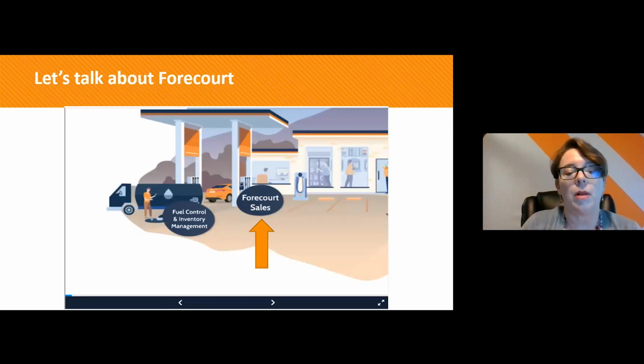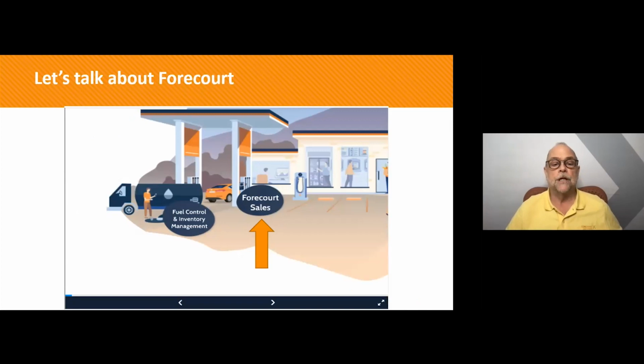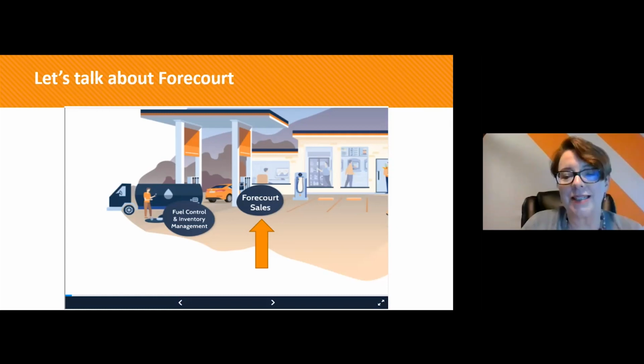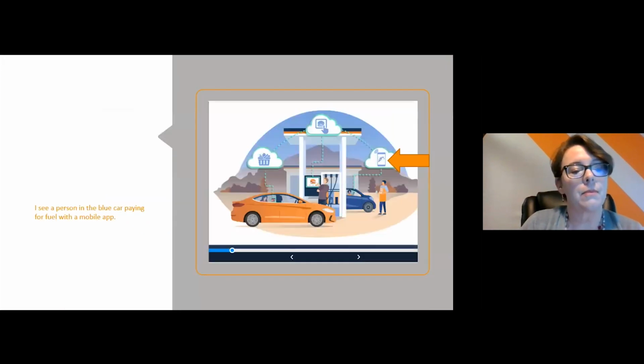A couple of options. So we have two options here. One is fuel control and inventory management, and the other one is forecourt sales. And the big orange arrow, I think, means we're going to forecourt sales, right? We are indeed. Very good, David. We're going into sales. I think I could talk about inventory all day long, but not everyone feels that way. So let's look at sales first.